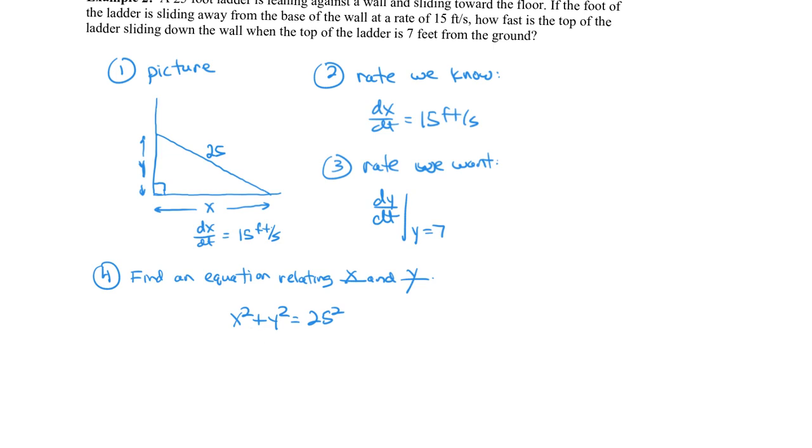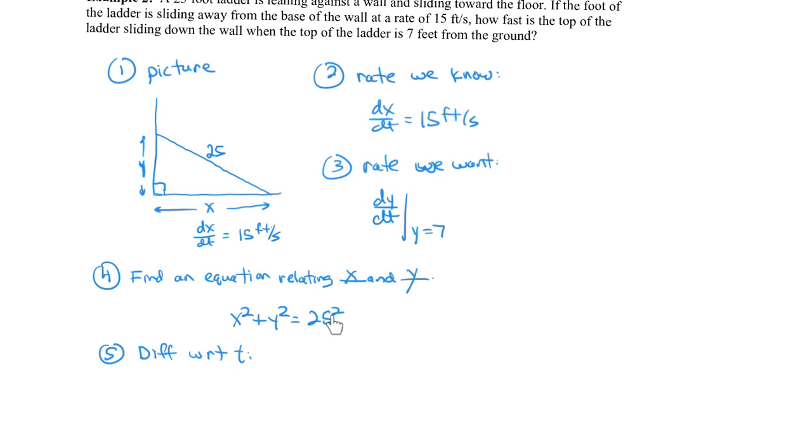And then once we have step 4, step 5 is always the same. We differentiate with respect to t. So I look up here and I differentiate these with respect to t. So remember, none of these are t. Also remember, this is just a constant, right?